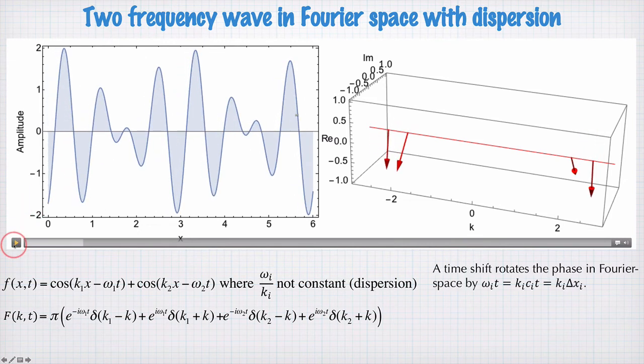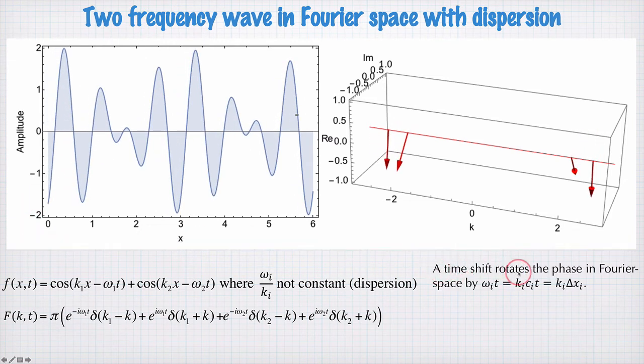So a time shift, remember, rotates the phase in Fourier space. So the time shift here, t, rotates it by an amount omega_i times t, that's these shifting exponentials here. We can rewrite omega as k_i times c_i, and c_i times t is now delta x_i. So for a given propagation time t, the distance at which each of these k components moves is different. So that's just telling us that they're moving at different speeds.